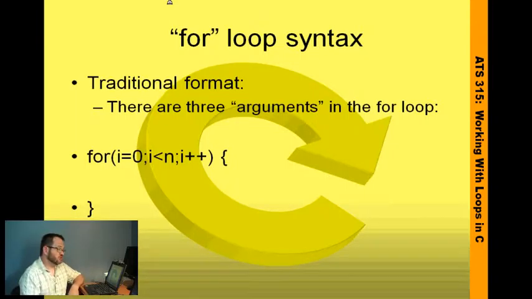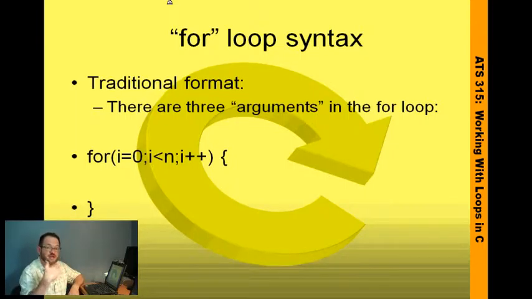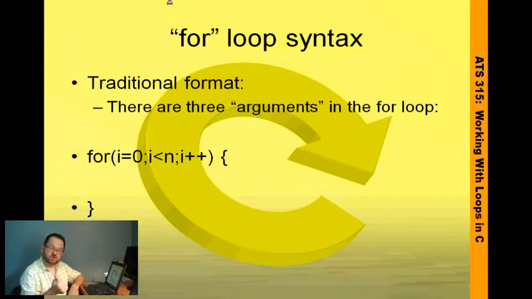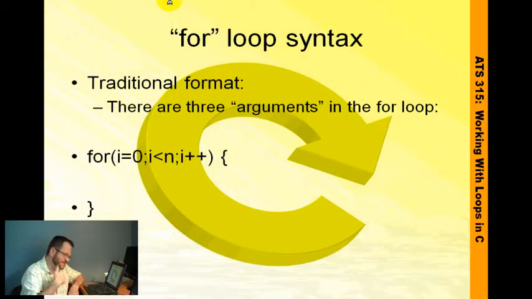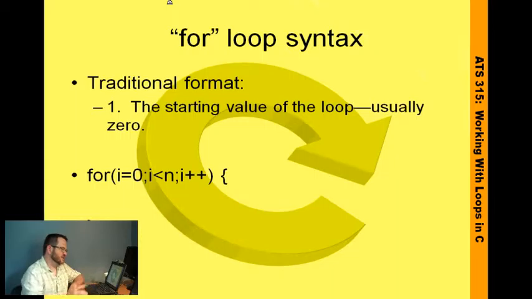So for i equals 0, so like if you want your loop to run n times, where n is some integer, for i equals 0, i is less than n, i plus plus would be the way to make that happen n times. Where that first argument there is the starting value of the loop. It's mostly going to be 0 for most of these things.